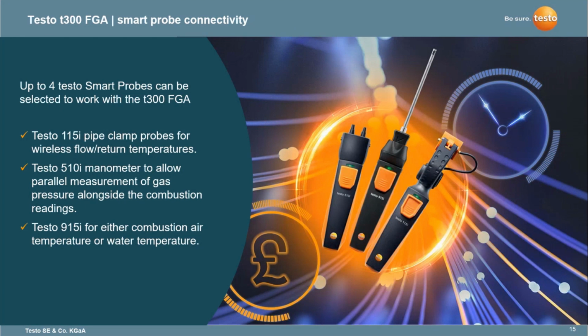So the smart probes that can connect to the 300 currently is we have the ability to use the Testo 115i, which is our Bluetooth pipe clamp probe. So it gives you the ability to do flow and return, completely wireless, no cables having to go to the instrument. And again, the Bluetooth range with these to the instrument, it will allow you to do typically in 20 or 30 meters, no problem at all.